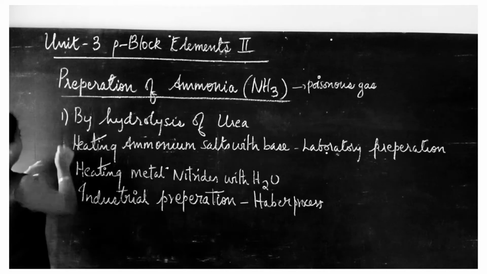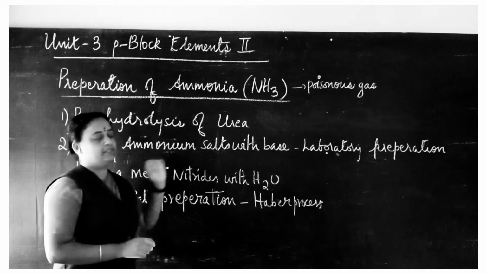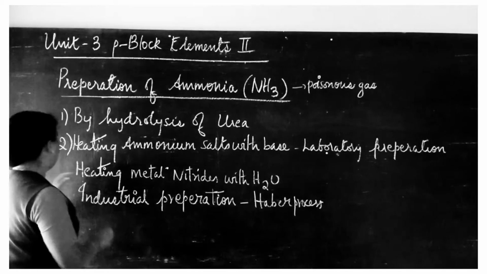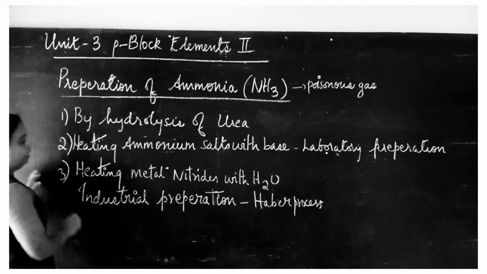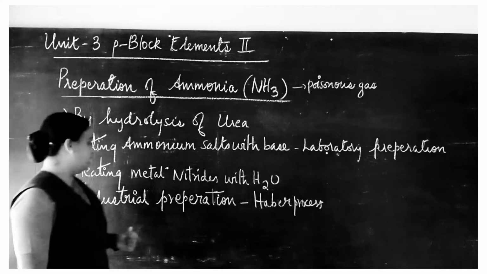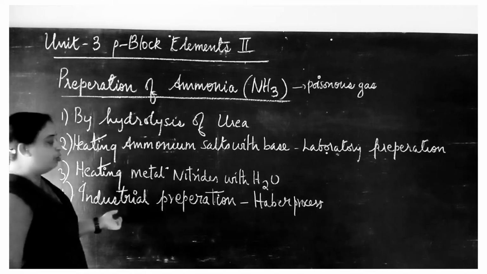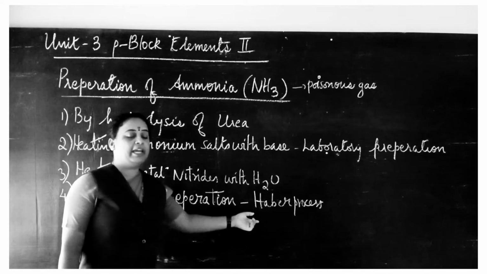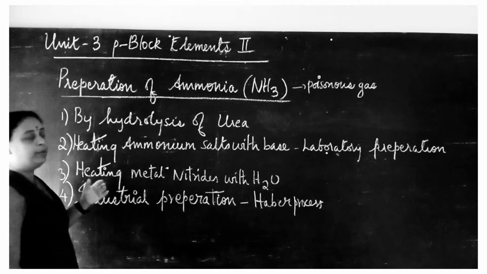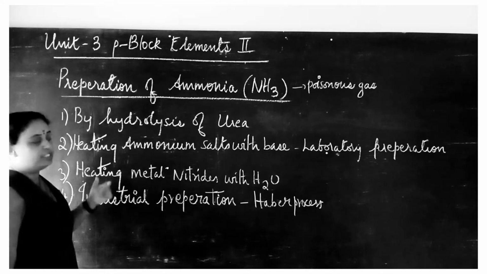The second one is heating an ammonium salt with a base. That is your laboratory preparation. The third one is heating metal nitrides with water. And the fourth one is your industrial or commercial preparation, that is by the Haber process. Now in this video, let us study one by one how ammonia is synthesized by each method.